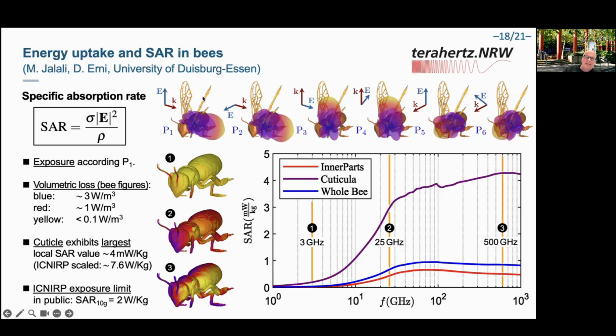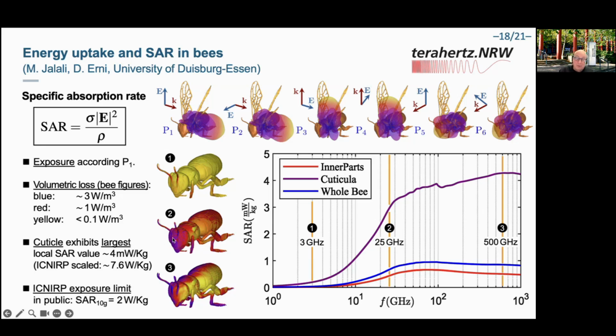What I show here is an illumination scenario according to P1, where the bee is illuminated from the side. These three bee models show the volumetric loss density at three different frequencies: a low frequency of 3 gigahertz, an intermediate frequency at 25 gigahertz, and a frequency of 500 gigahertz. At low frequencies, we see that the loss density is really moderate and evenly distributed. Only the feelers pick up a little bit higher loss.